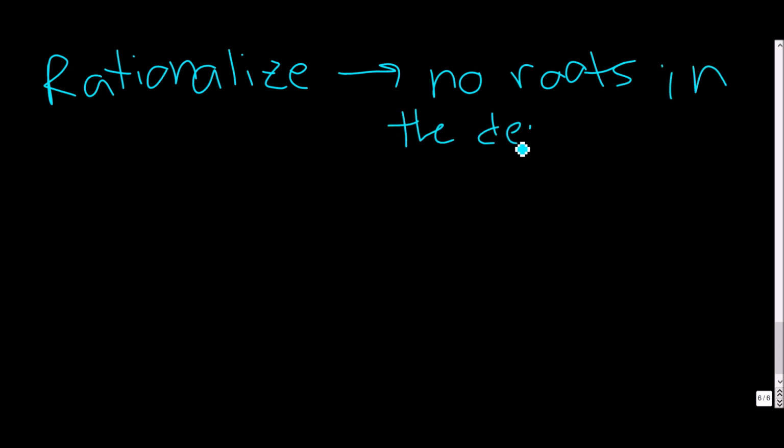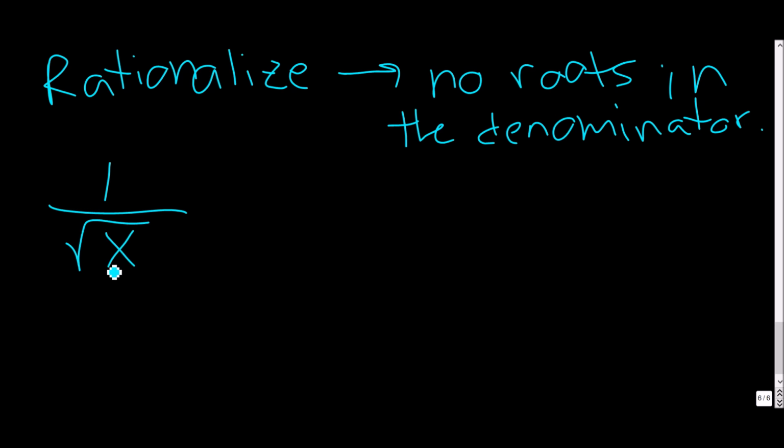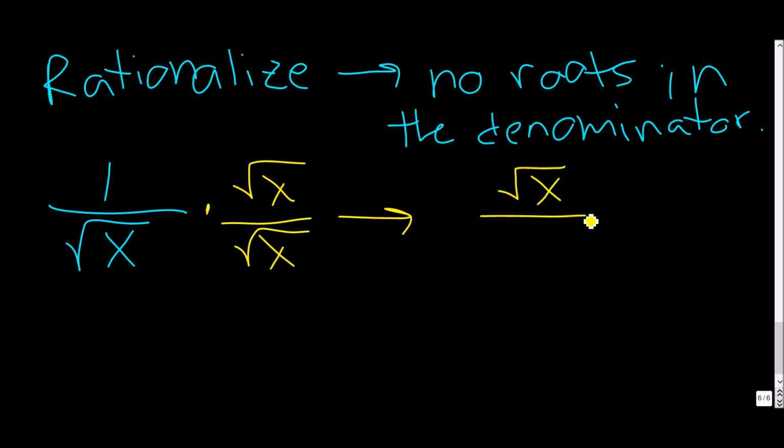So rationalize. That means no roots in the denominator. An example of that would be, if we have 1 over the square root of x, we would want to multiply by the square root of x to end up with the square root of x over x. See, no square root. So there's a couple of different ways that we would want to try to go about that, but that is what it means.